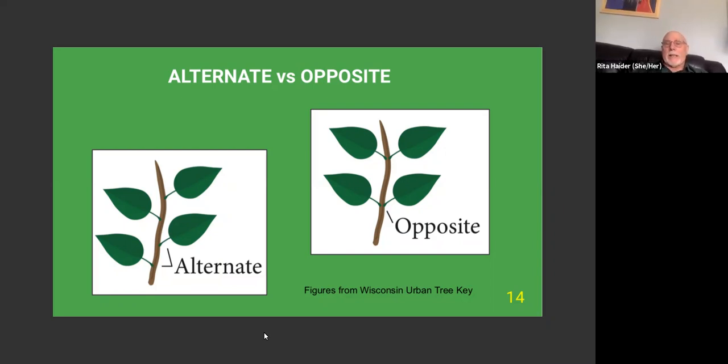Opposite leaves and branches and twigs are directly across from each other. Sometimes they look almost like the twig went in one side and came out the other side of the branch. So that's opposite.